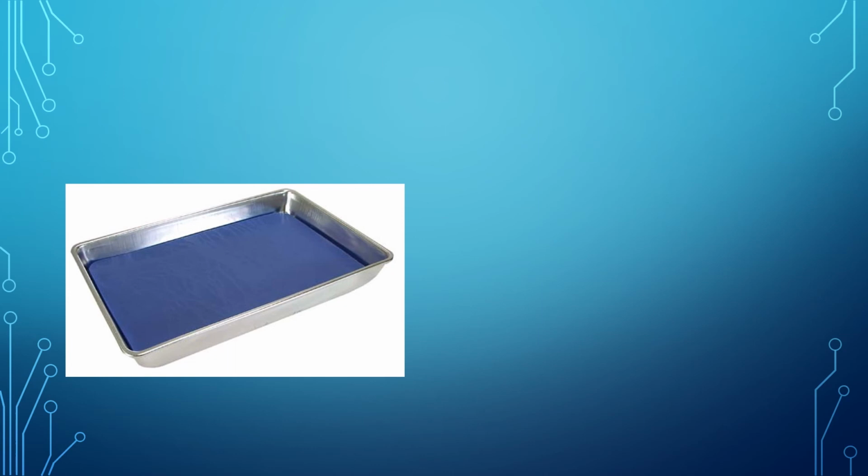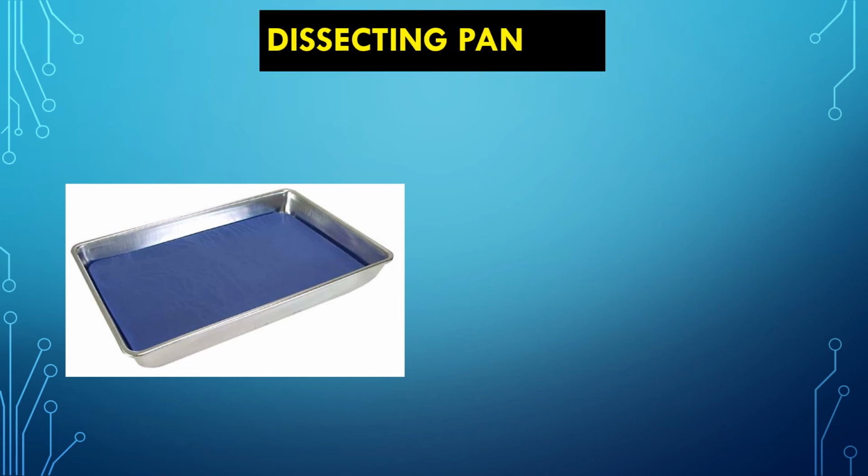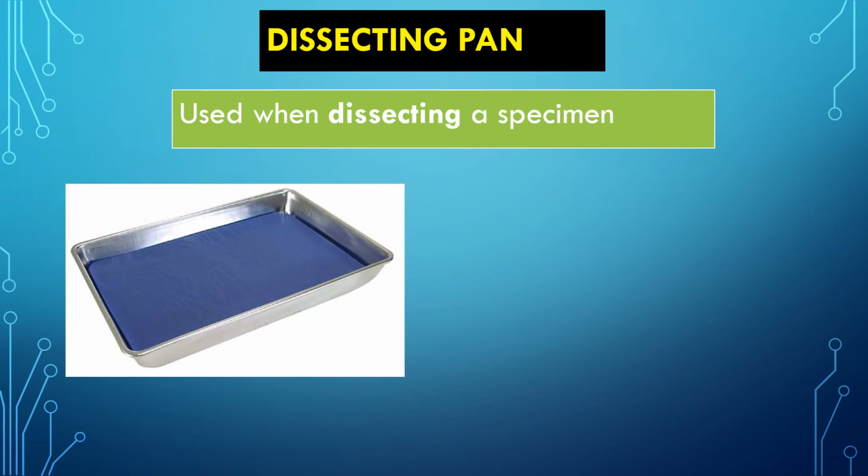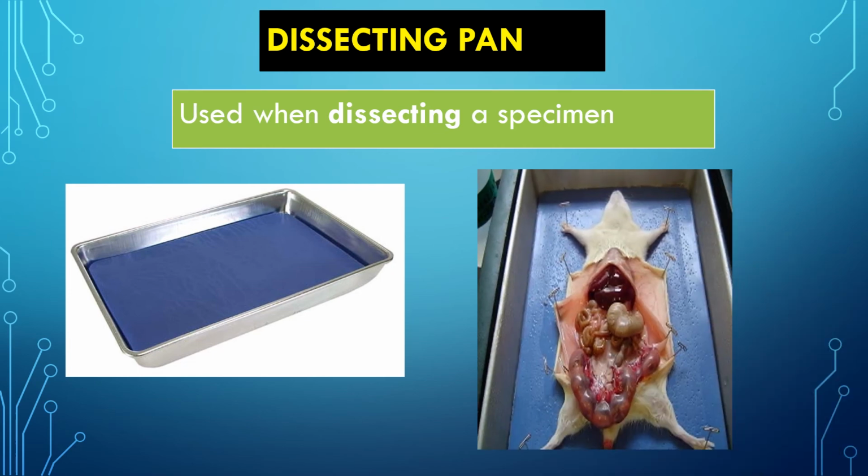So we have here the last laboratory equipment that we are going to learn. This is the dissecting pen. It is used when dissecting a specimen, for example, a frog. So we'll see the example here. The mouse. They already dissected the mouse and they are using the dissecting pen.